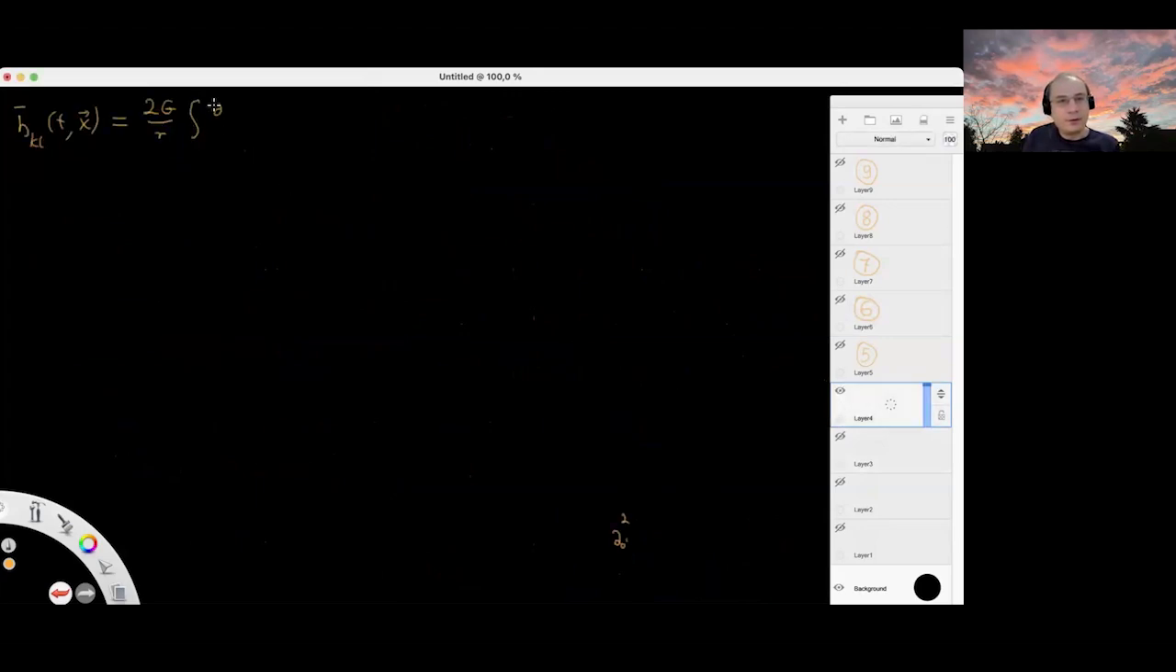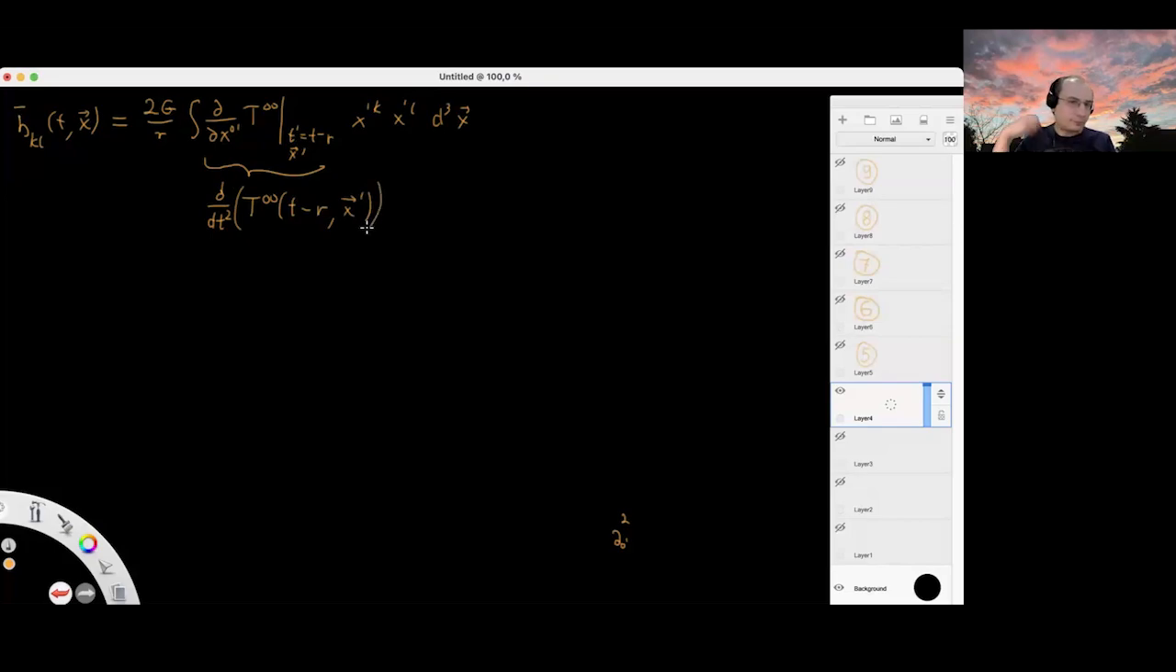Okay, so let's write it again. This is d over d x 0 prime of t 0 0 evaluated at t prime equals t minus r, and x prime k, x prime l, d3x. But this is the same thing as d squared over dt squared of t zero zero at t minus r, x prime. So it's the same thing as if we differentiate with respect to t, the time of the observation, because these two are just related by a constant offset r.